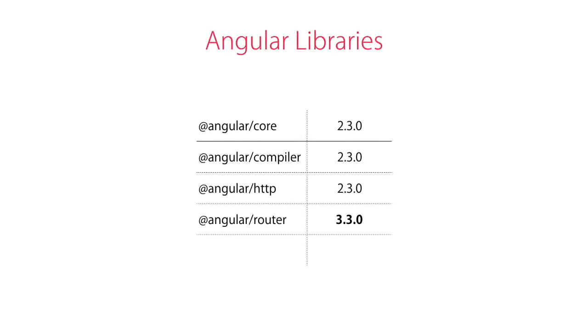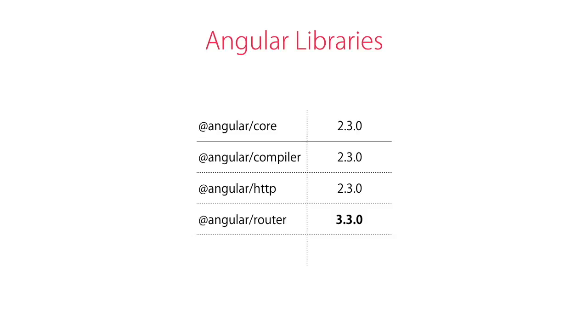Angular consists of a few different libraries that are distributed as separate node packages via npm. For example, we have the core library that we use in every application. We have Angular compiler. We have Angular HTTP for calling HTTP services. We have Angular router for adding navigation to applications and a few other libraries. Now, all these libraries were versioned the same except the router library.